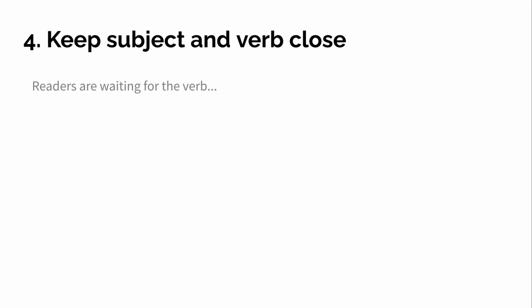Which means two things. One, readers are ignoring the information you've placed between the subject and the verb. And two, the sentence feels heavy to the reader because they are having to work so hard to get to the verb. Here's an example of the subject and the verb being far apart.